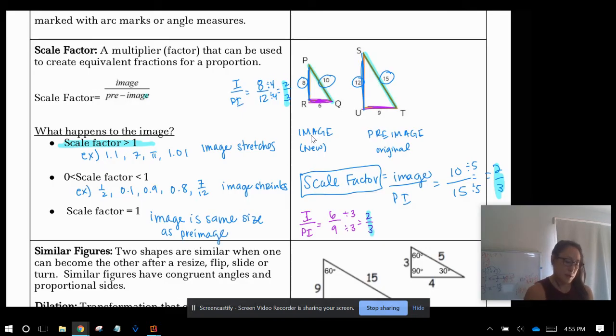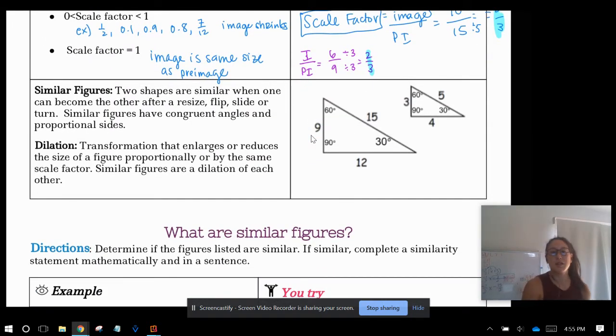Okay. So something to remember about similar figures is that all of the side lengths are proportional. And the angles are congruent. So if you notice, the angles don't change sizes, only the side lengths. So the angle measures are 60, 30, and 90. When I look at the smaller triangle on the right, I have 60, 30, and 90. The side lengths are proportional to each other.